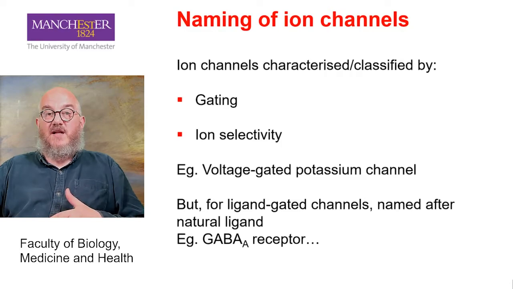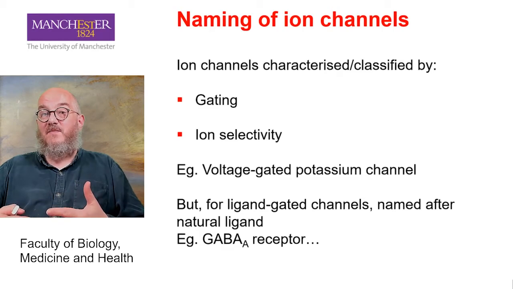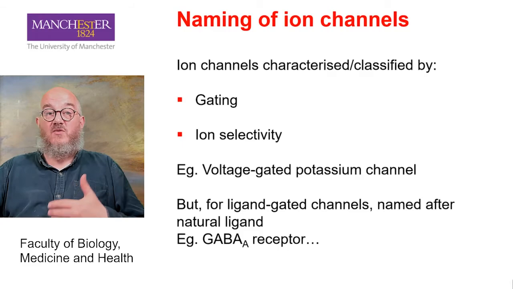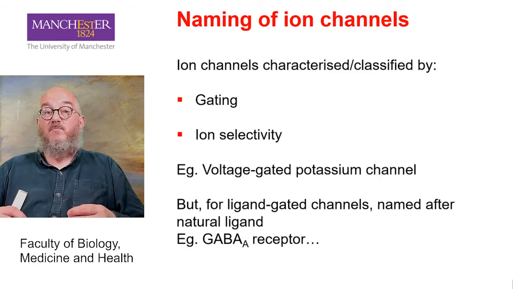Now, if we're dealing with the class of ligand-gated ion channels, we name them after their gating mechanism, but we do it according to their natural activating molecule, the ligand that binds to them. So the GABA A receptor is a chloride channel whose opening and closing is controlled by the binding of gamma-aminobutyric acid, and that's a neurotransmitter. So when two molecules of GABA bind to the receptor, the chloride channel opens. We'll meet these channels in a lot more detail in later sessions.